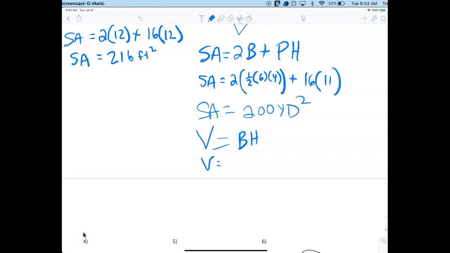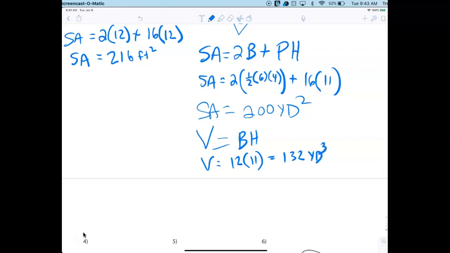All right? So again, one more time. What's the area of the base? 12. What's the height? 11. So your volume is going to be 132 what? Yards cubed.